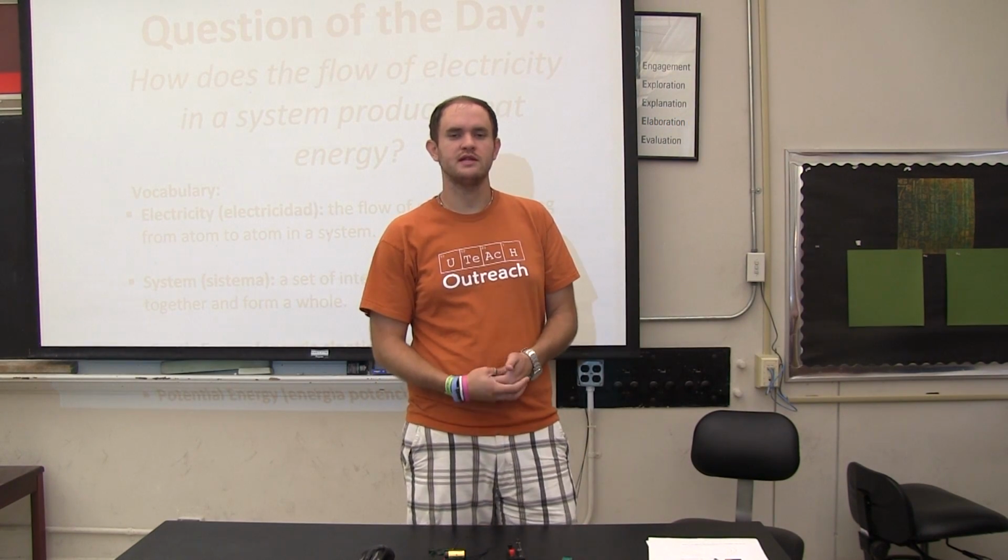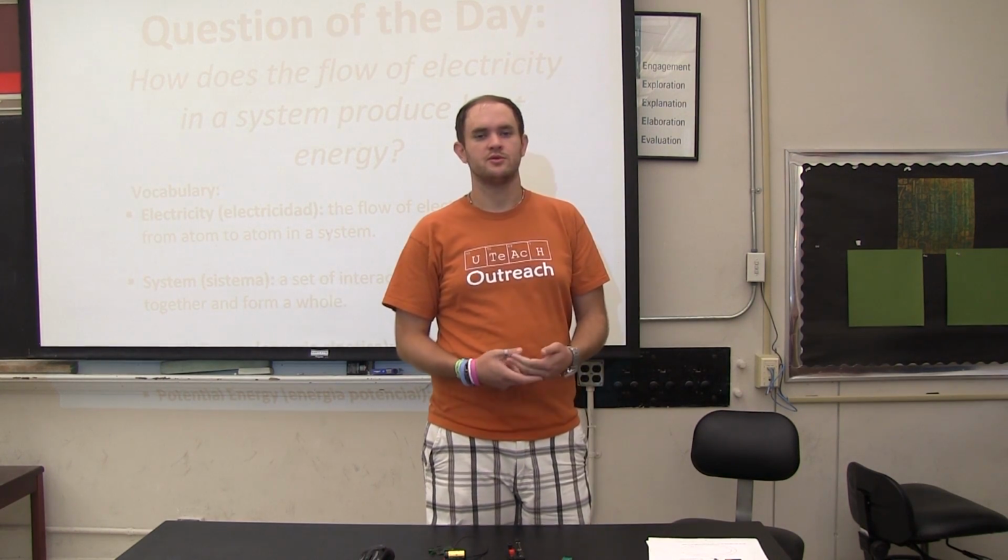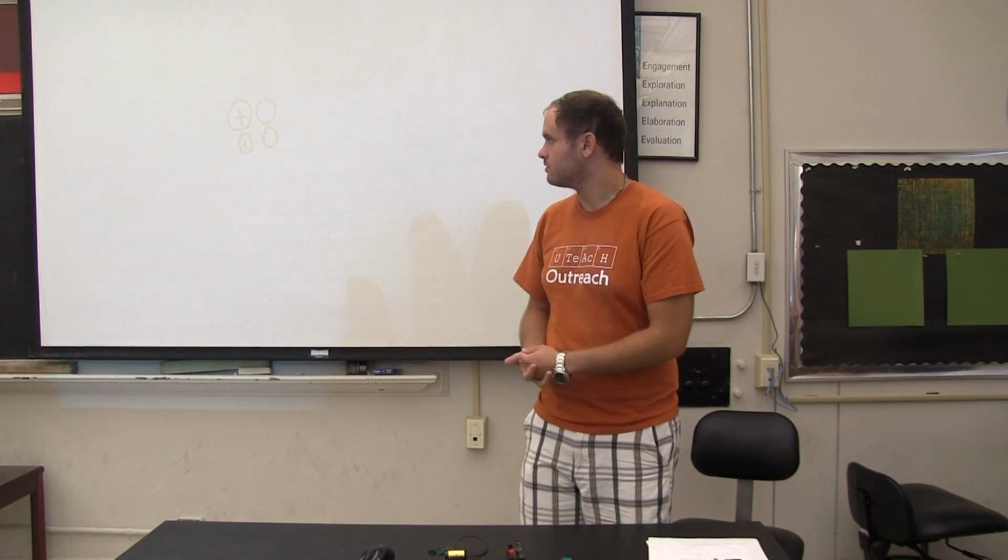Alright, so let's start off talking about electricity by talking about atoms. An atom is made up of positively charged particles called protons and negatively charged particles called electrons. My partner is going to be drawing this up on the board so we can get a visual of what an atom looks like.